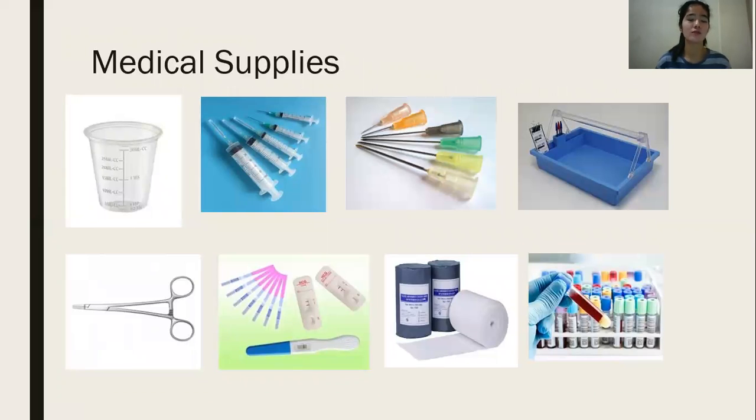Last, we have medical supplies. These medical supplies are usually for diagnostic or testing supplies used to diagnose a disease or condition. I have examples here: the needles, syringes, medical cups, medical holders, gauze, compartment trays, or towels.